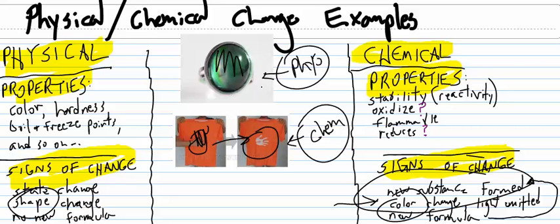So there are 6 examples of physical and chemical changes. I wanted you to know that maybe any one property that you look at might not be a good idea. You might want to look at a few different properties to try and figure out whether it's a physical or a chemical change.